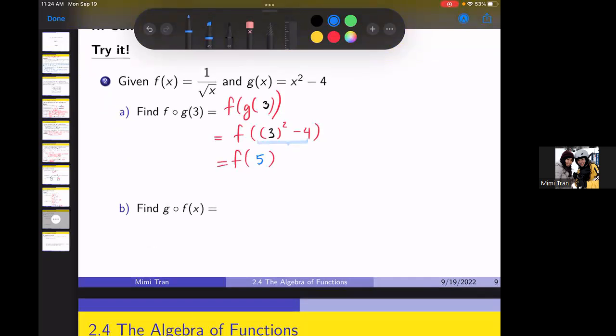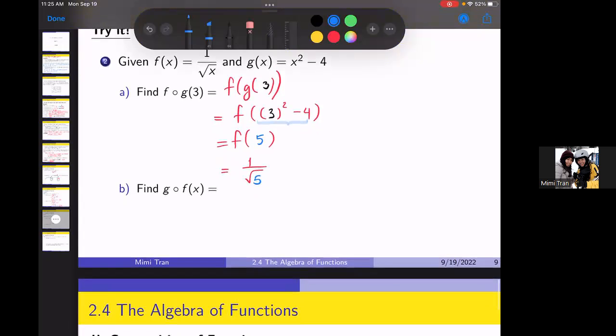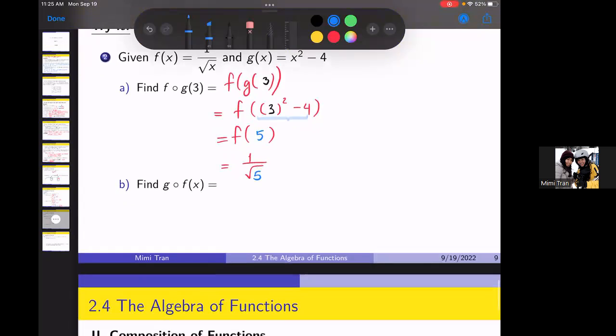Plug in 5 for f. So I got 1 over square root of 5. Am I done here? What should I do next? Very good, you gotta rationalize this. On the exam, if you leave it, you might lose a point, because you have to rationalize this. I don't want a square root in the bottom. So I'm gonna multiply both top and bottom by root 5. So basically I'm times by 1, right? I didn't change it. So on top I have root 5, on the bottom I got 5.